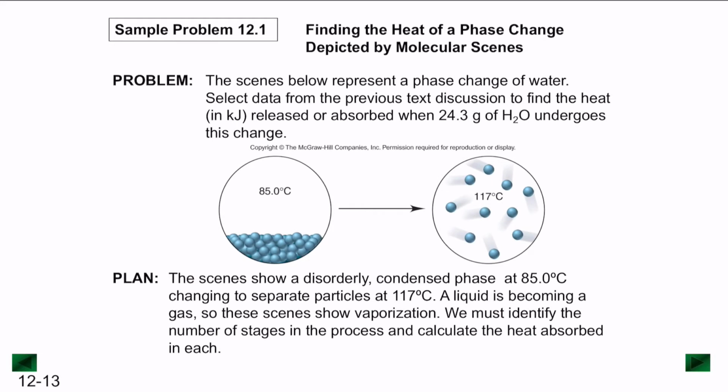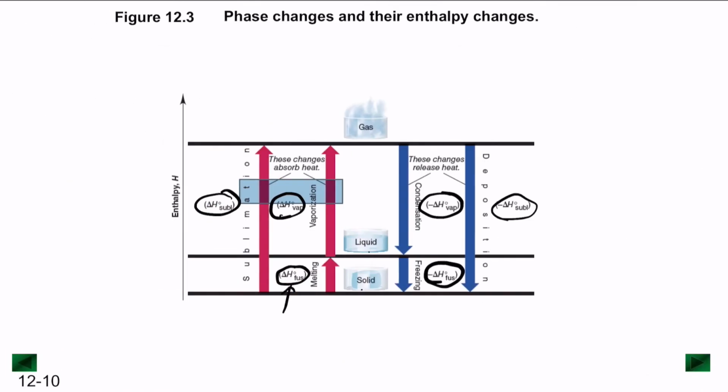Now let's try and understand this question here. The scenes below represent a phase change of water. Select data from the previous text discussions to find the heat in kilojoules released or absorbed when 24.3 grams of H2O undergoes this change. So they are converting 85 grams of water into 117 grams of water vapor. Now they're asking us to calculate whether the energy is being released or absorbed.